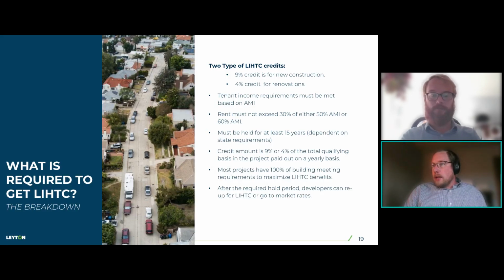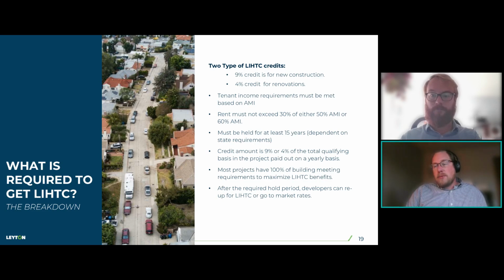So what's required to get LIHTC? How does this work? Generally, there are two types of LIHTC credits that are applied for. There is the 9% credit, which is usually seen in new construction, and in practice covers about 70% of the cost to build. And you also see the 4% credit, which is usually seen in renovation and rehabilitation projects. This will cover about 30% of those associated costs on average, but it also allows the use of additional federal subsidies, such as the historic tax credit that we'll talk about a little later.